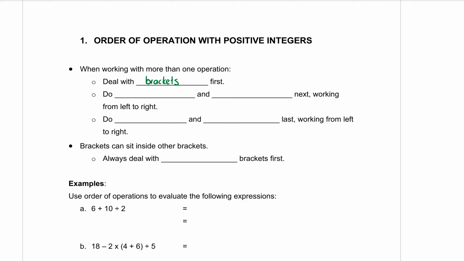The next dot point says, then we do multiplication and division next, working from left to right.